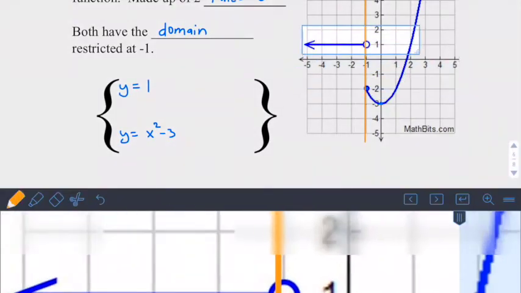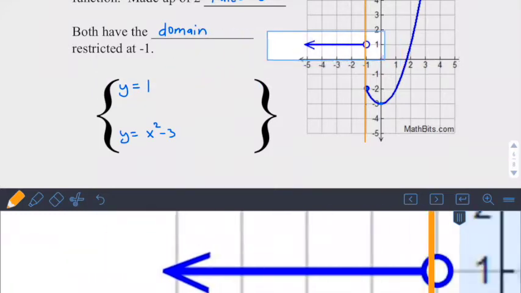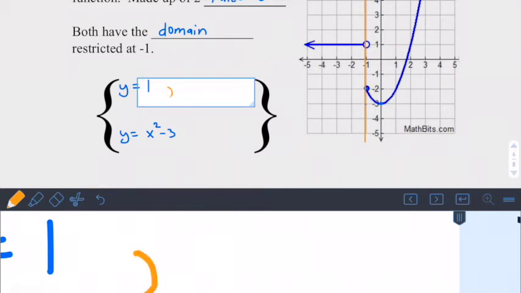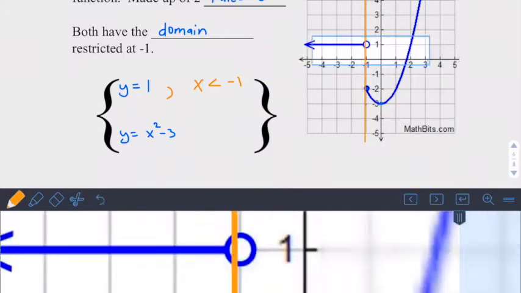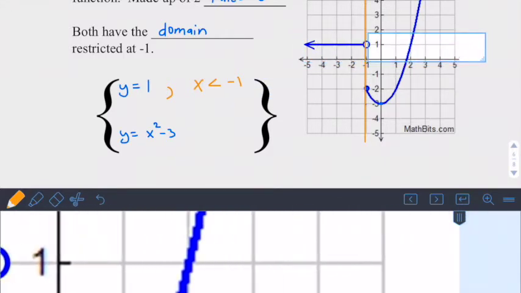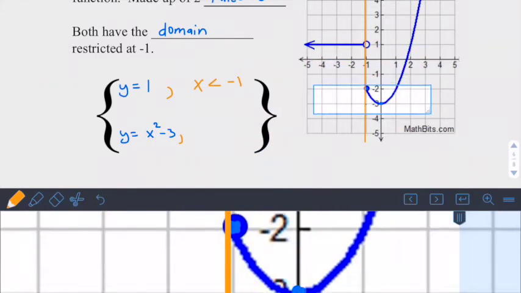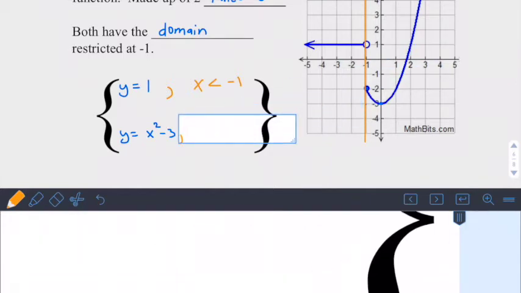So what we say is we restrict the domain. So this y equals 1 graph stops at -1. So this only exists for x values less than -1. Right? Any x values greater than -1 are a different graph. So on this graph, it starts at -1 and goes for the rest of the graph. So this graph is only for x values greater than -1.